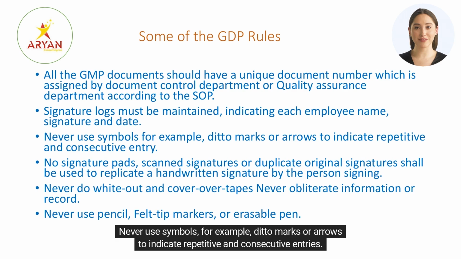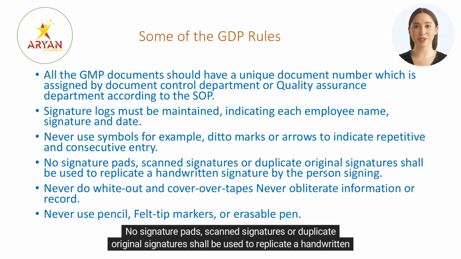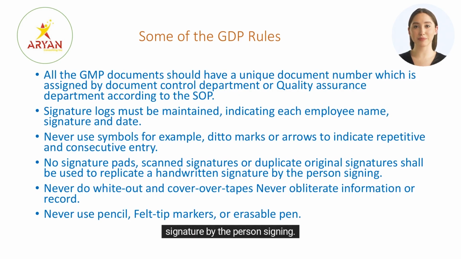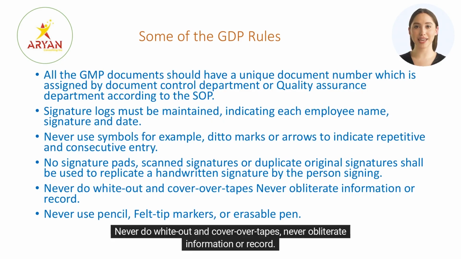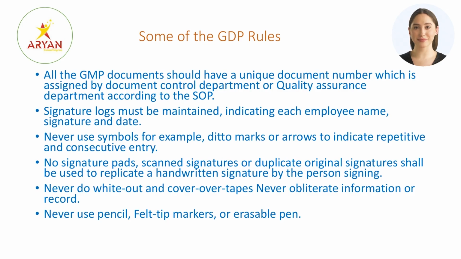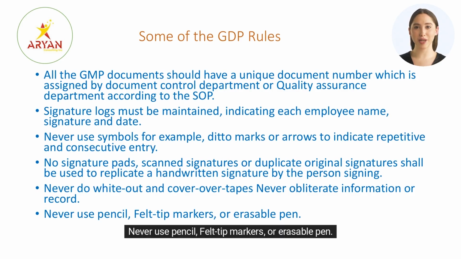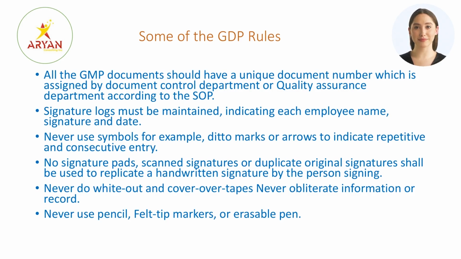Never use symbols, for example, ditto marks or arrows, to indicate repetitive and consecutive entries. No signature pads, scanned signatures or duplicate original signatures shall be used to replicate a handwritten signature by the person signing. The signature must be in real time at the execution of any and all activities performed by a person. Never use whiteout and cover-over tapes, never obliterate information or records. Never use pencil, felt tip markers, or erasable pen.